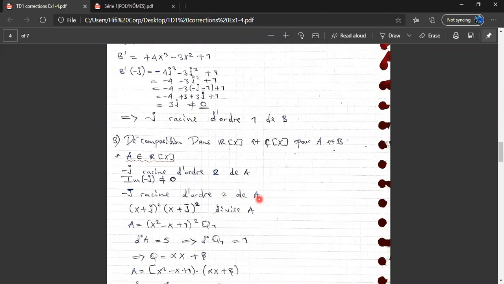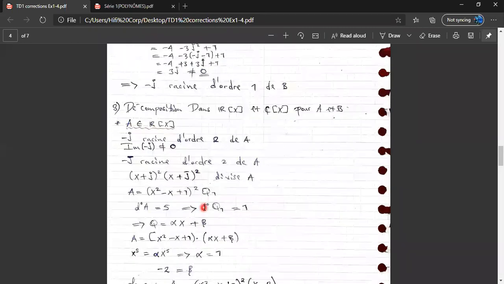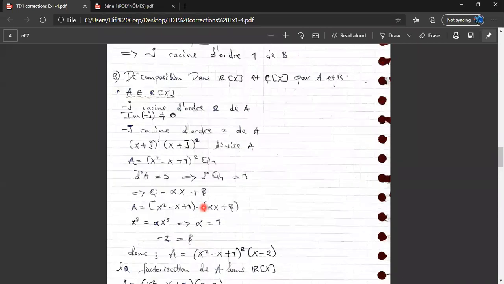Alors, we're going to write its equation in this form: x plus j to the power 2 times x plus j bar to the power 2, which divides R. Alors, this whole thing can divide what? R. And in this form, it's in its complex form. And then we're going to equate R to what?